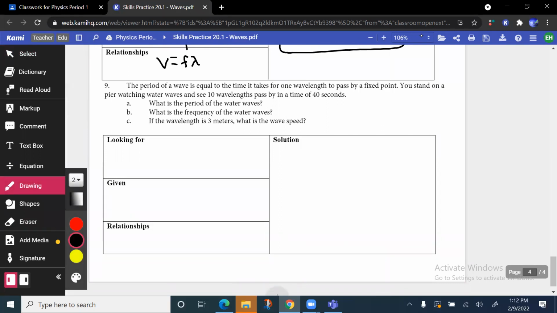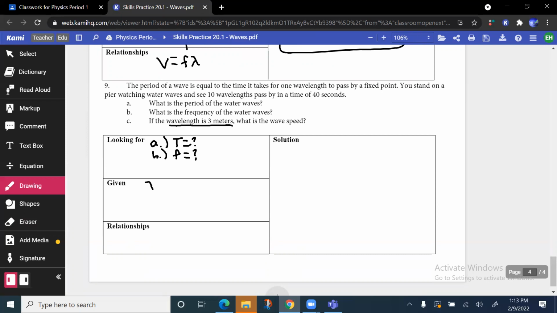And finally, question number 9. The period of a wave is equal to the time for one wavelength to pass a fixed point. You stand on a pier watching water waves and you see 10 wavelengths pass in 40 seconds. What is the period? What is the frequency? And if the wavelength, lambda, is 3 meters, then what is the wave speed? Okay, so we're looking for these things.